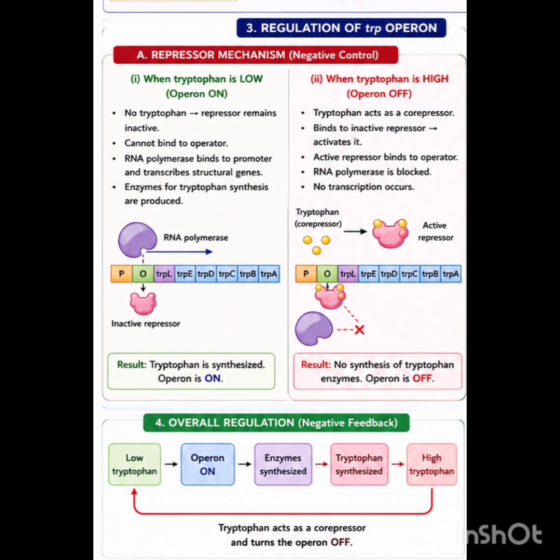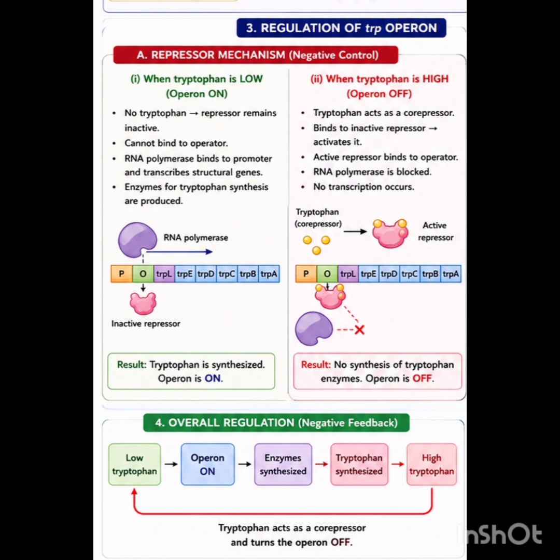Once the activated repressor-co-repressor complex binds to the operator, it physically blocks RNA polymerase from transcribing the structural genes. Since transcription cannot proceed, no mRNA is produced and no enzymes for tryptophan biosynthesis are synthesized. Consequently, the cell stops producing tryptophan. This mechanism ensures that energy is not wasted synthesizing an amino acid that is already available in adequate amounts.